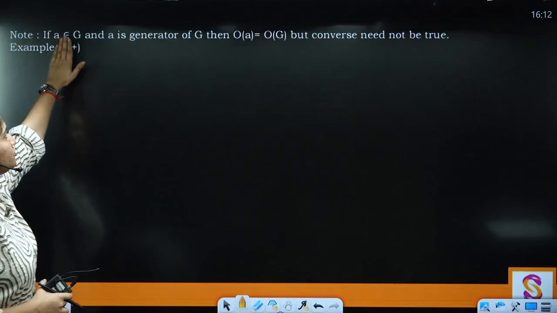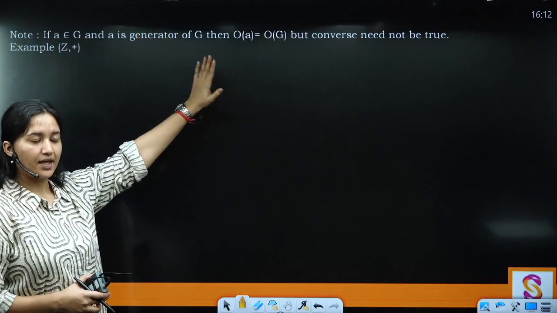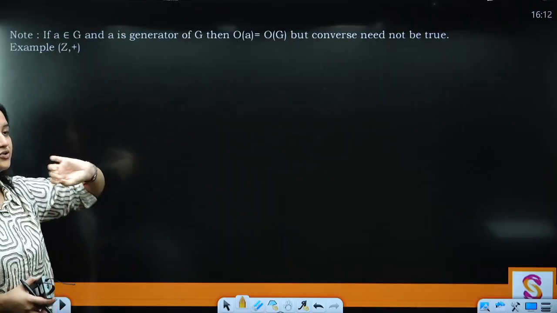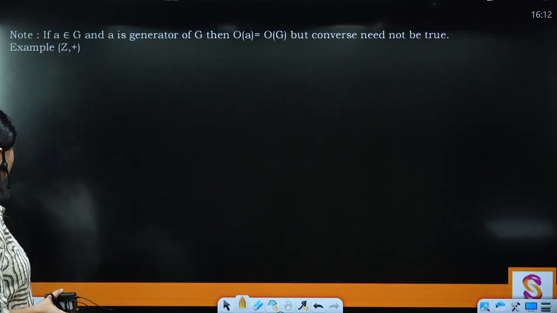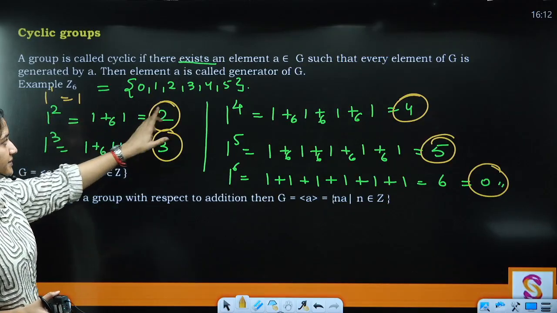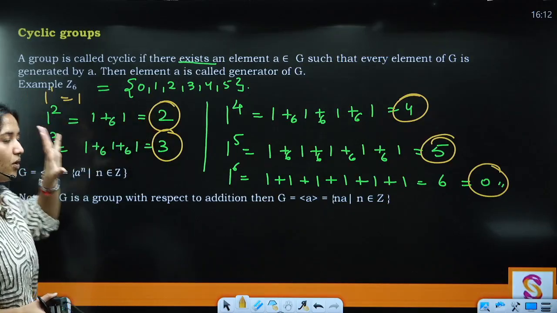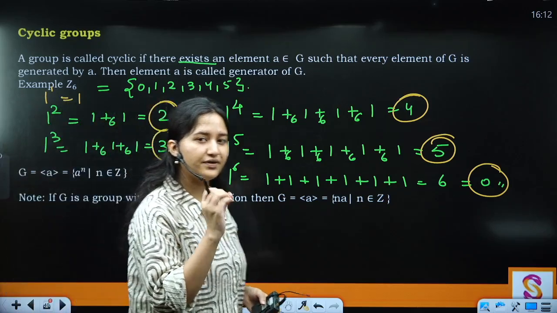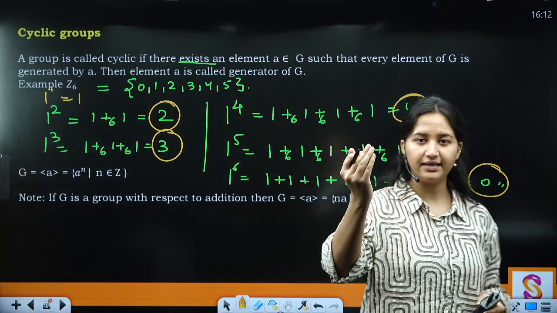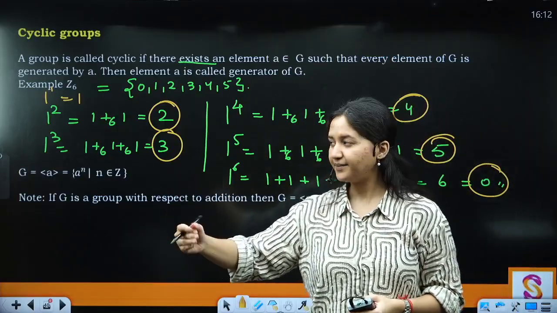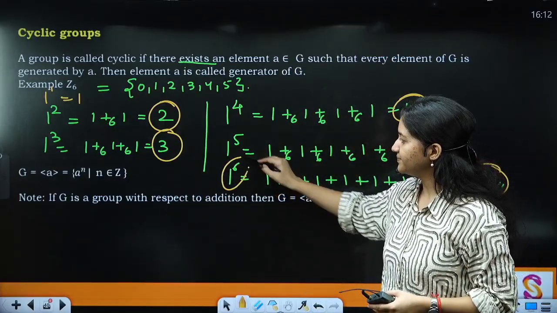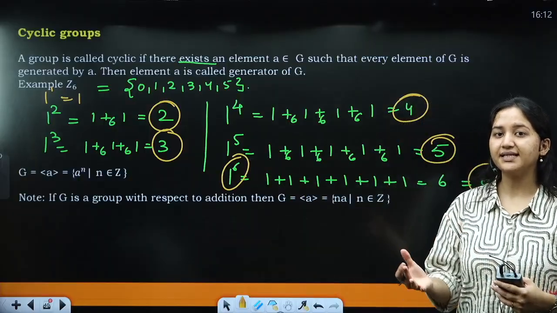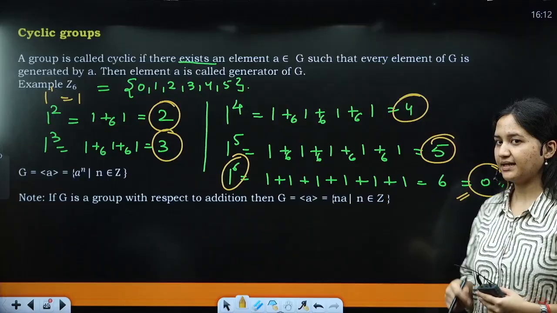Then if A belongs to G, this is just a note to pay attention to. If A belongs to G and A is a generator of G, then order of A is equal to order of G. Now यहाँ पे देखो, what happened here is, what is the order of an element? Order of an element is when we operate it n times, it gives you the identity element, right? Now I operated how many times? 1. I operated 6 times and then I got the identity element, that is your 0.